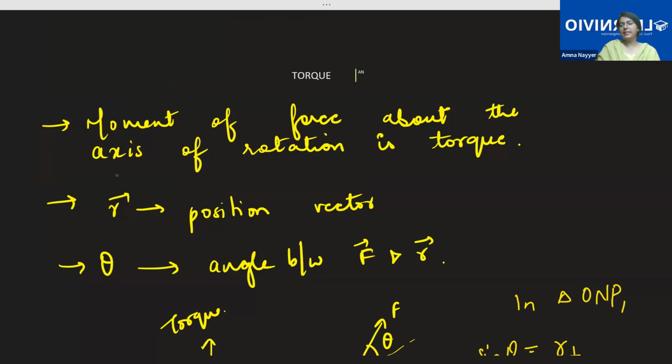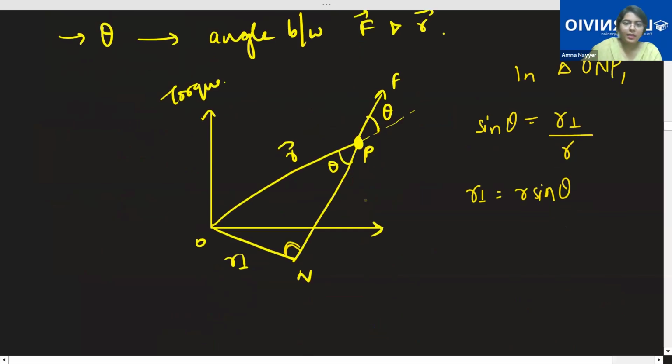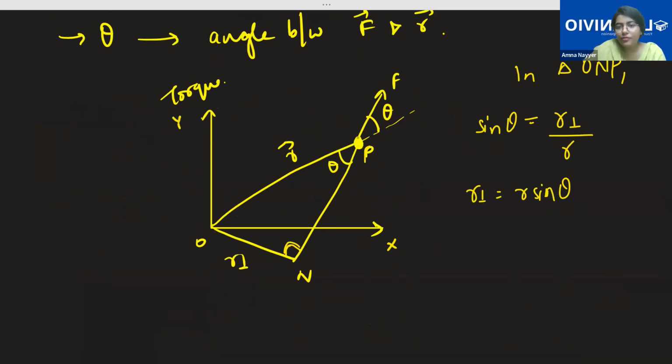Whatever the force is doing in linear motion, the torque does in rotational motion. Force is there in your linear motion and torque is there in your rotational motion. So the moment of force about the axis of rotation is known as the torque. Here we have a position vector. This is the x-axis, this is the y-axis. From the origin to a point P, a force F is applied, and the position vector is R.